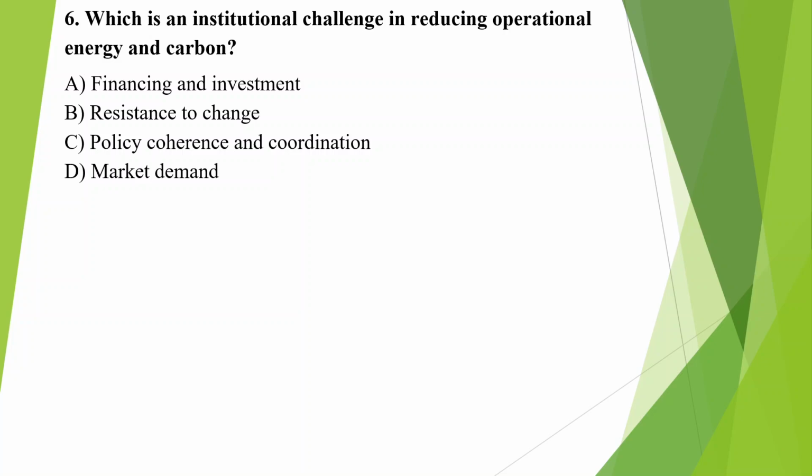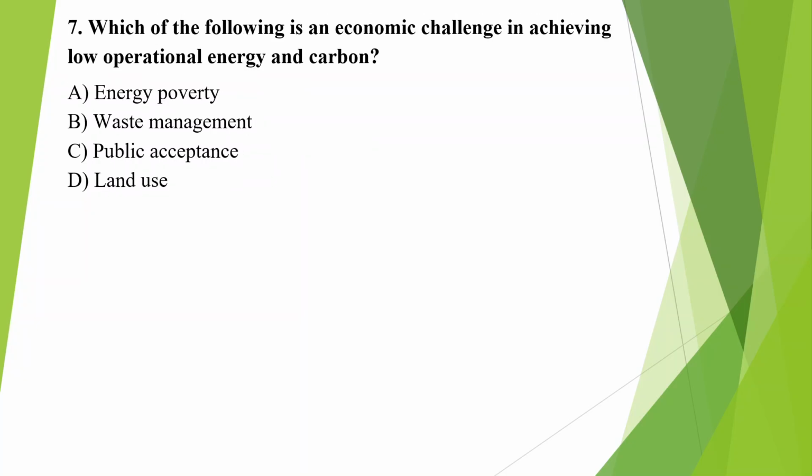Other institutional challenges can also include lack of innovative policies, conflicts or lack of coherence between policies, or absence of technical standards. So these can also be asked and put in some of the options. So try to know other institutional challenges in maintaining or reducing the operational energy and carbon. So let's go to the next question then. Question number 7.